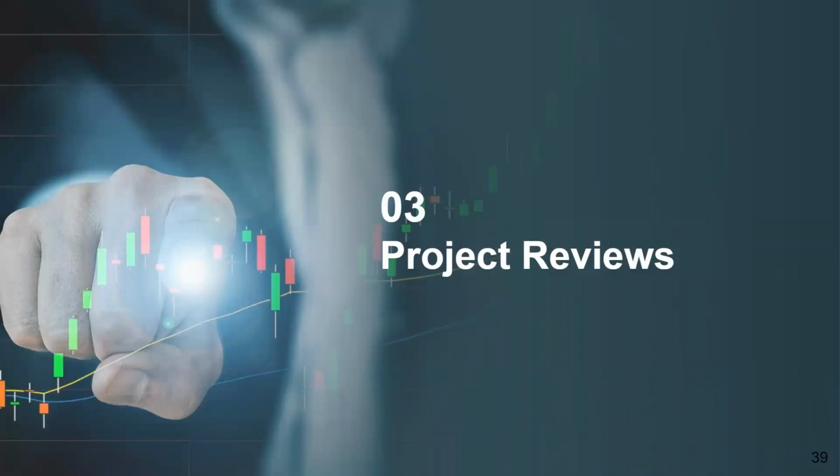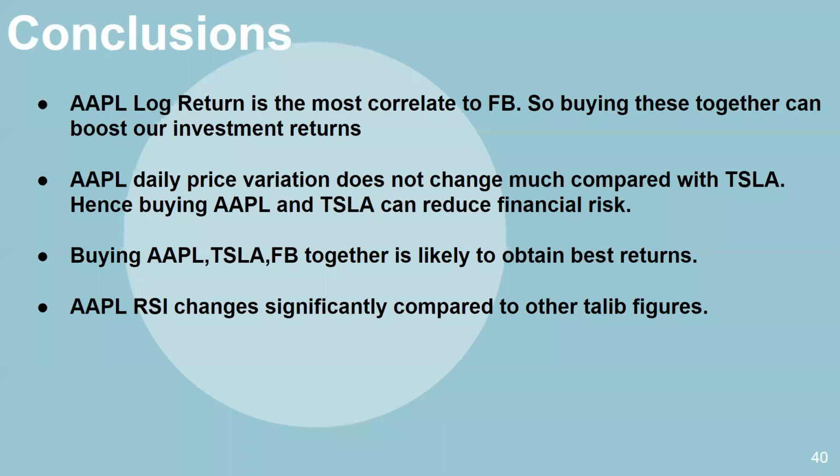The third part is the review of our project. From the previous analysis, we can draw the conclusion that Apple's log return is the most correlated to Facebook, so putting these together can boost our investment return. Apple's daily price variation doesn't change much when compared with Tesla. Hence, buying Apple and Tesla can reduce financial risks. Buying Apple, Tesla, and Facebook together is likely to obtain the best returns. The RSI of Apple changed significantly compared with other TA-Lib figures.